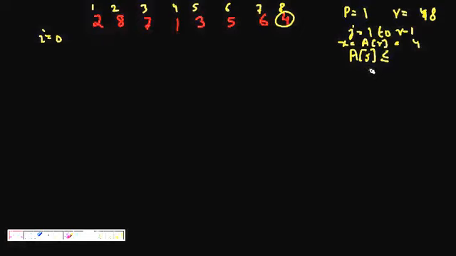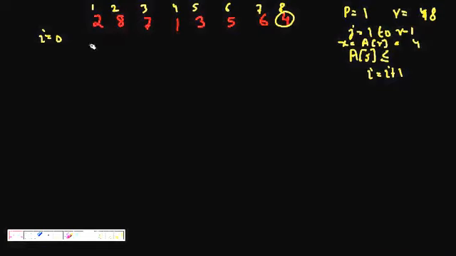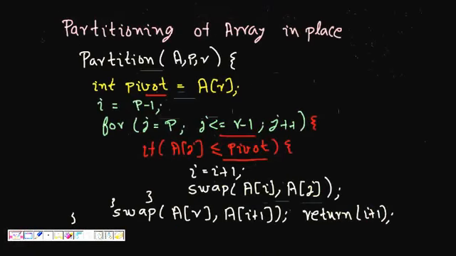We do I is I plus 1 and we swap A of I and A of J. Okay, so what happens, we have J here. So let's see what happens. If we check the code here, if A of J is less than pivot, then we do I is I plus 1 and swap A of I and A of J.